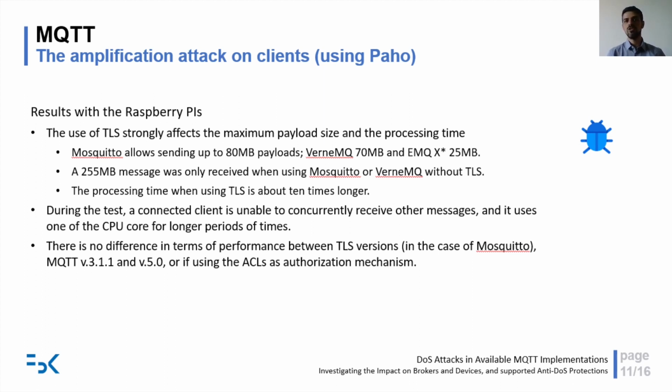We discovered the issue with the maximum message size when using the Raspberry Pis to be related to Paho, except in the case of NQX. We notified the Paho developer. During the tests, an attacker is able to prevent the client from receiving potentially critical messages or overheat the client by periodically sending one message of the maximum supported size. Finally, there is no difference in those tests in terms of performance between different TLS versions and MQTT versions, or if using access control lists as an authorization mechanism.